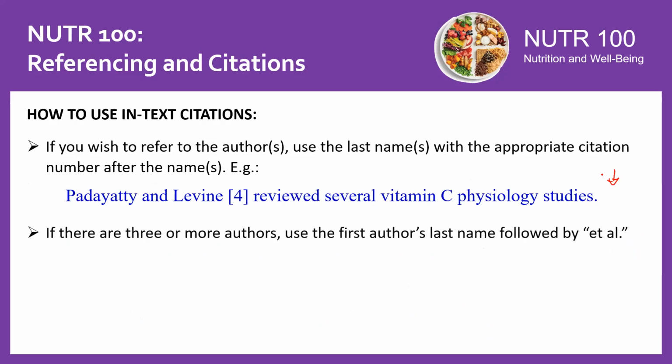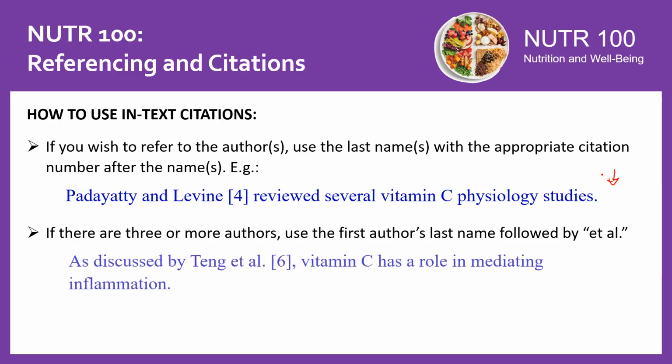If there are 3 or more authors, we don't necessarily want to list a whole bunch of names. Some studies will have 20 authors. That's going to be a very long, cumbersome sentence. So we're going to use the abbreviation et al. Here's how it might be used: As discussed by Tang et al., and then the citation, vitamin C has a role in mediating inflammation. So what is et al.? Et al. is a Latin term. It means "and others," and it's an abbreviation for that. Since it's an abbreviation, we do need to have a period after al, because the word has been abbreviated. But it basically means "and others," and it's a way to simplify your citation.